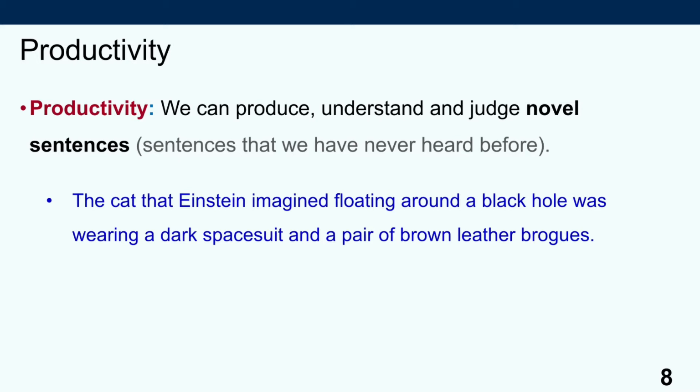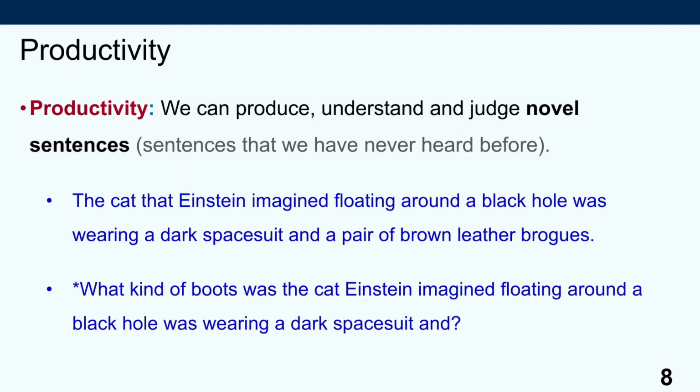Now, compare this to a sentence like, what kind of boots was the cat Einstein imagined floating around a black hole was wearing a dark spacesuit and... Clearly, even though this is a novel sentence in the same way, a sentence that uses the same words and perhaps is novel to you in the same way that the prior sentence was, you immediately are able to judge the sentence as ungrammatical. So this also illustrates your ability to judge novel sentences.